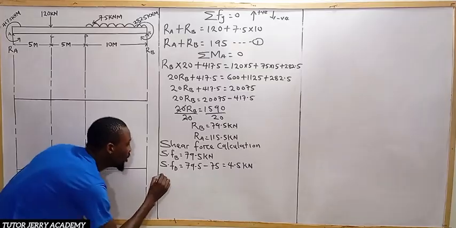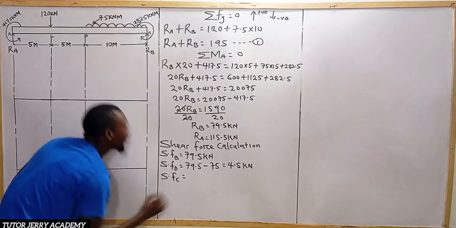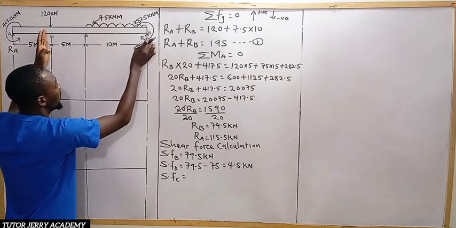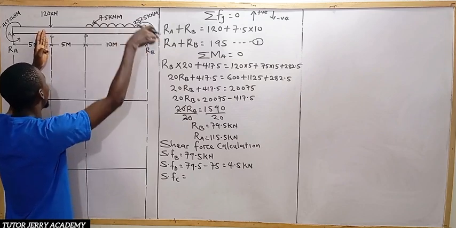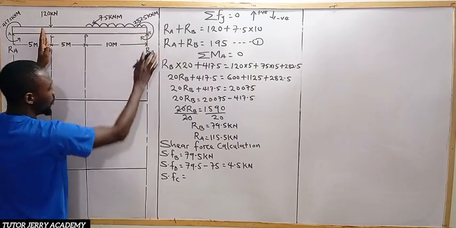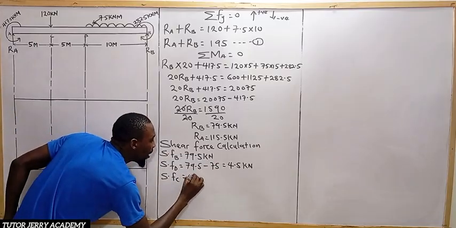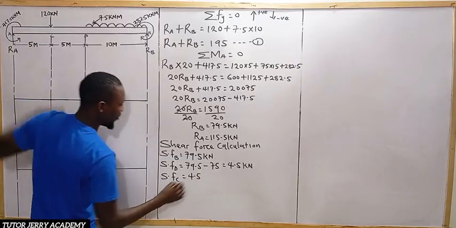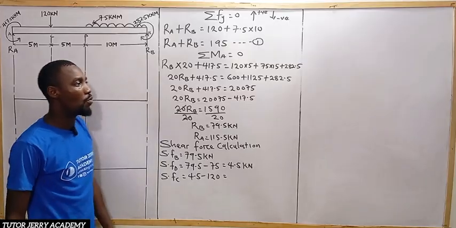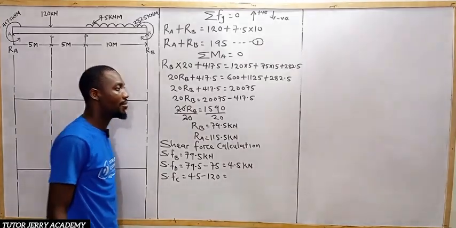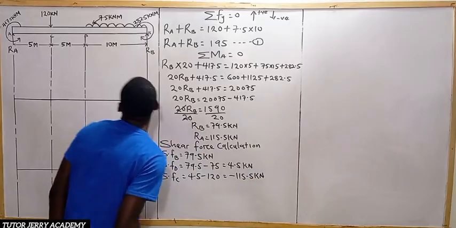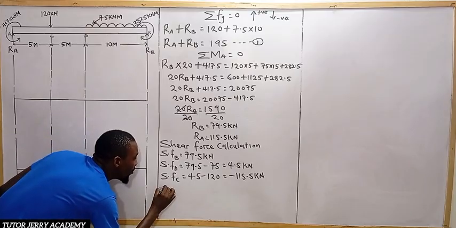So the next one is the shear force at point C. You start at point C. Don't forget we are having this upward force, the uniform distributed load, which we convert to a point load, and this downward force here. So we have dealt with these two, which when we resolve them, we have 4.5. So don't forget we have a downward force, which is going to be minus 120. So by the time you subtract 120 from 4.5, you are going to be having minus 115.5 kilonewton.